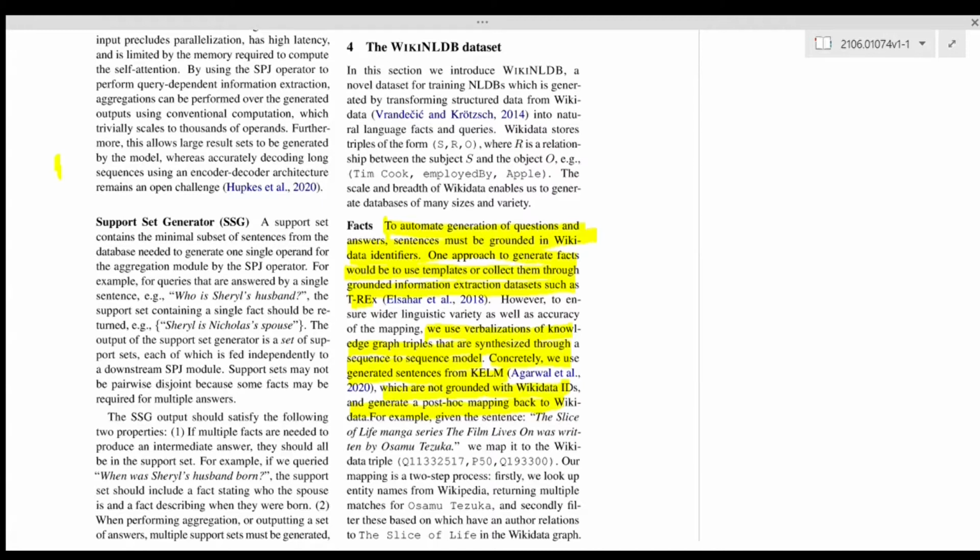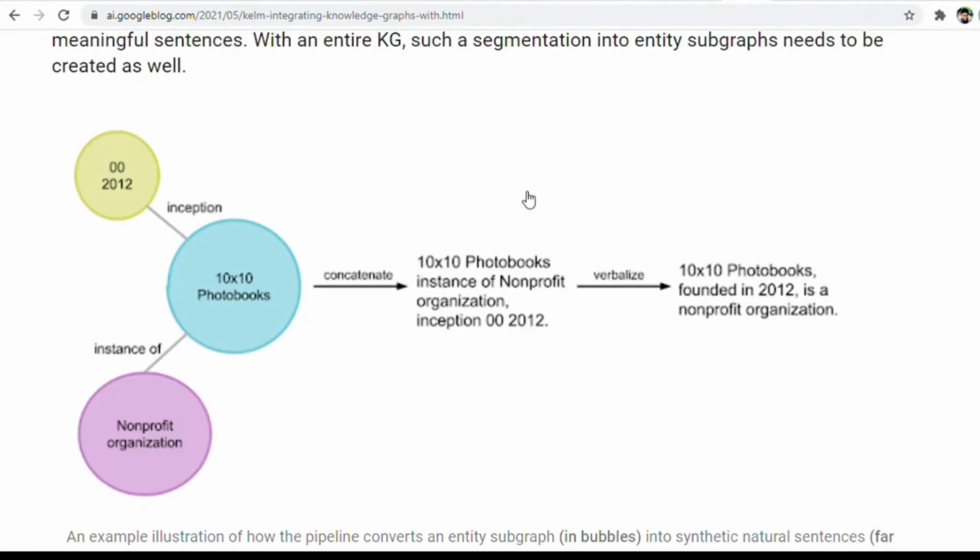So what they have provided is that for facts, they are using a sequence-to-sequence model like KELM, which can convert the knowledge graph data to regular sentences, and then it gets mapped with Wikidata IDs to create a relationship. For context, this is a good example of the KELM dataset. Using the knowledge graph, it converts it to sentences which contain the facts of the information this paper also tries to solve.